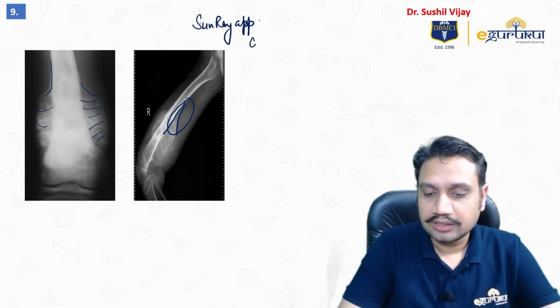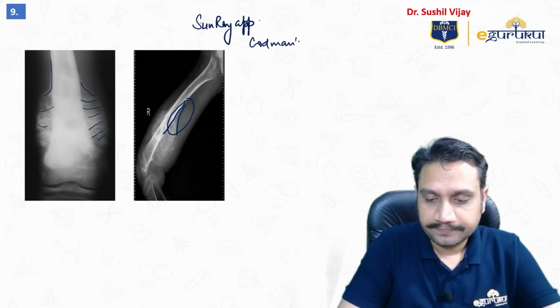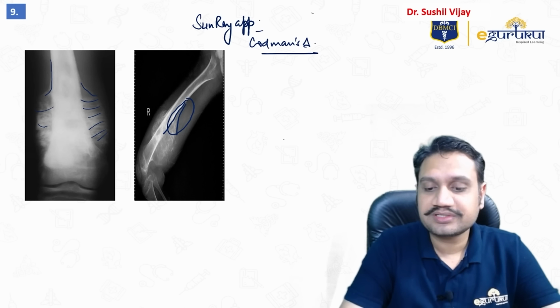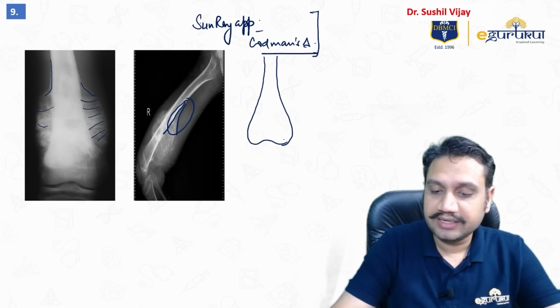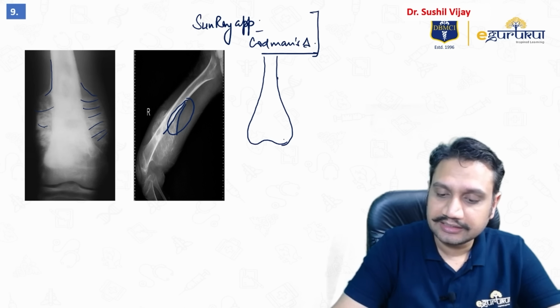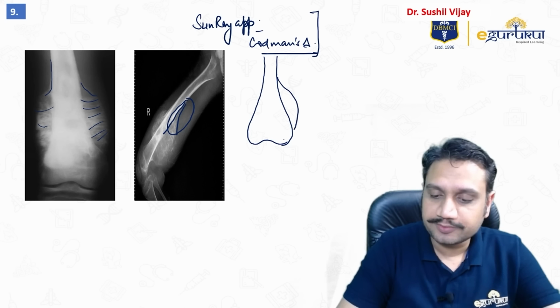That's what you call Codman's triangle. So sun ray appearance at Codman's triangle, you might get a pathological section of the bone also, where they will be giving you the bone like this, and there will be a growth coming from the metaphyseal area and involving this much part of the bone.